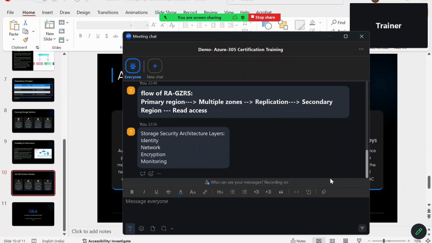Storage account key is supported but less preferred. Architects should minimize its use. Private endpoints are an enterprise best practice. The architecture flow looks like this: it starts from the application, then goes to the private endpoint, then to the storage account, which eliminates internet exposure. And what about the storage firewall? Storage accounts support allowed networks, denied networks, trusted services, and IP restrictions. So what is the enterprise security architecture? It starts from the user, then Entra ID, then private endpoint, then the storage account.